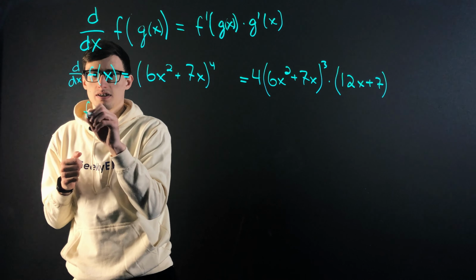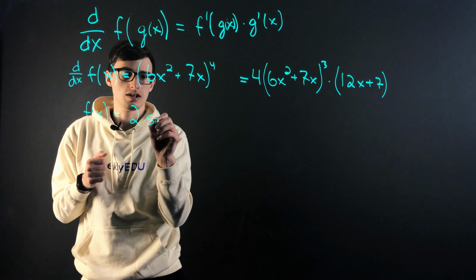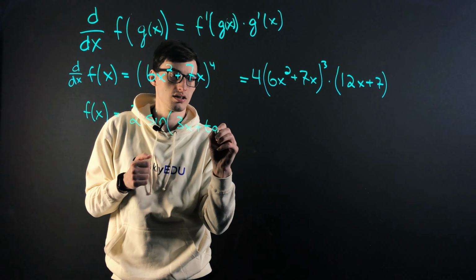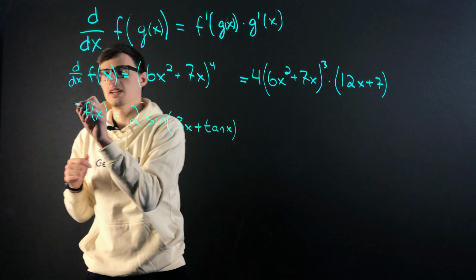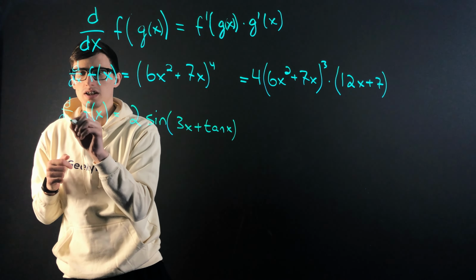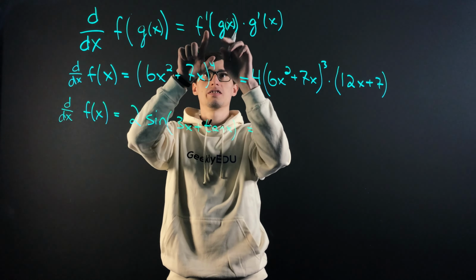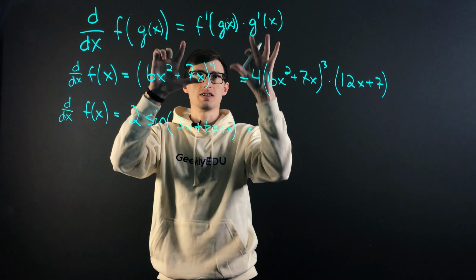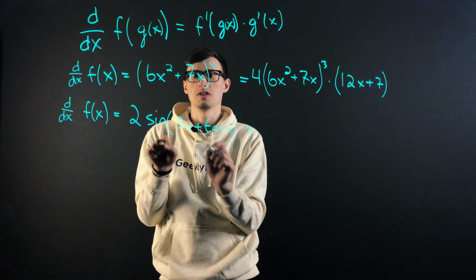Let's say we have f of x equals 2 times the sine of (3x plus tangent x). We do the same thing here. So if we take the derivative, d over dx, what do we get? Well, first we take the derivative of the outside function. In this case, it's 2 times sine of something, right? Because the inside function, the g of x, is this whole mess, the argument of the sine.